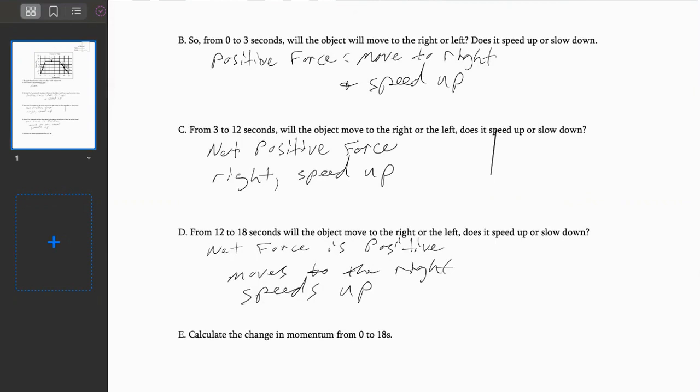E, calculate the change in momentum from 0 to 18 seconds. Change in momentum is impulse. Impulse is force times time. Let's go back up to the graph so that we can look at force times time as area under the curve. When you're multiplying the two axes, force and time, you look at the area under the curve, or you calculate that.